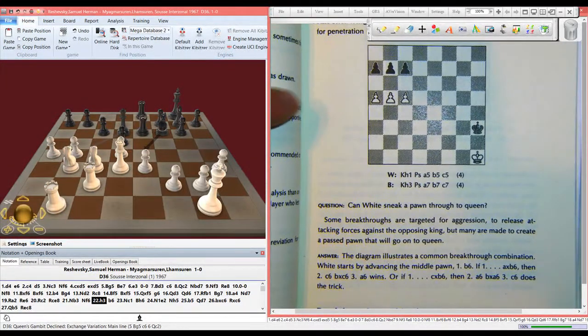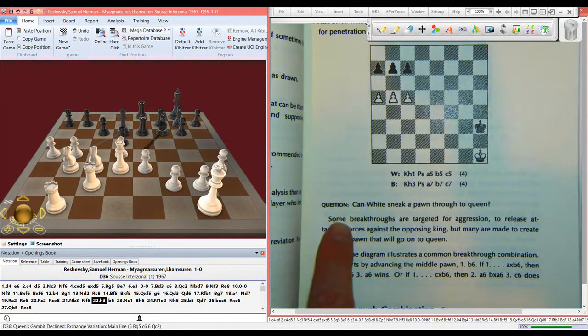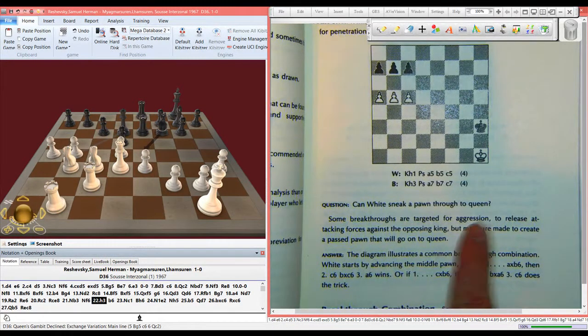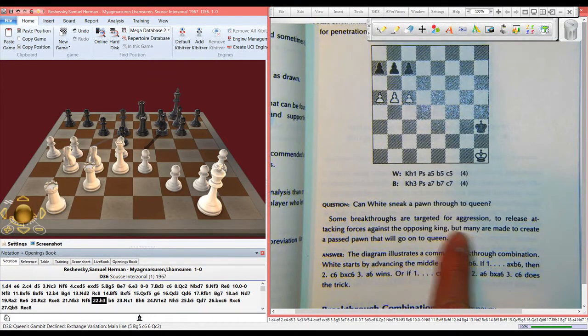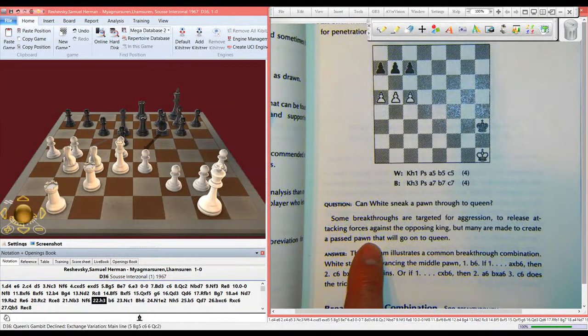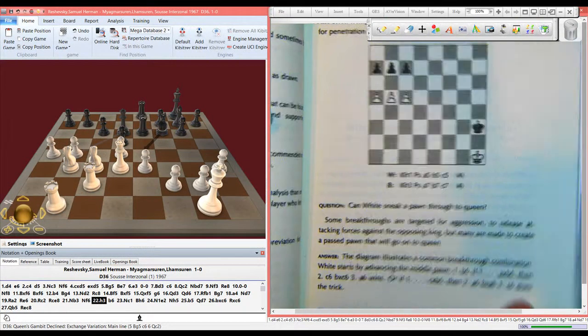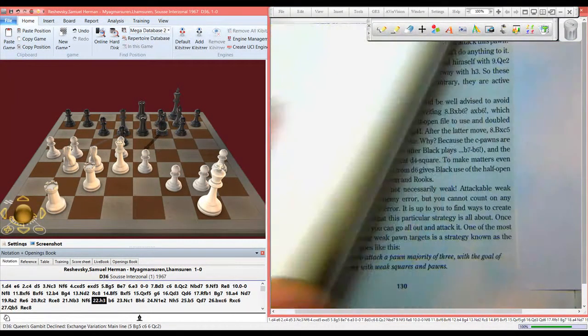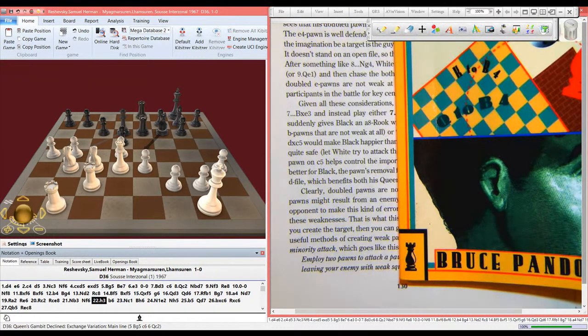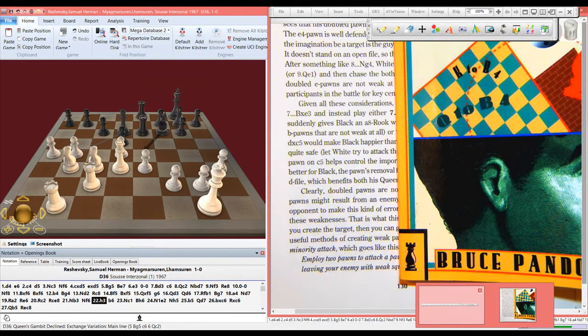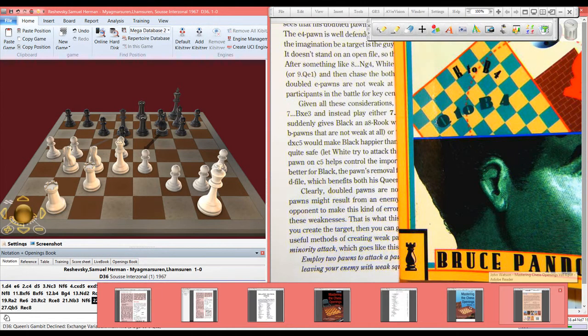Just pay attention to that B pawn. And you'll notice down at the bottom, if you read through it, it'll show you how to do it. But that's how you create a passed pawn. This part here: many are made to create a passed pawn that will go on to queen. Comes in real handy to know how to do that. You push the middle pawn first, they take, or you take them and go on up and get a queen. But if they take, you push a pawn on the other side. Removes your last bit of resistance.